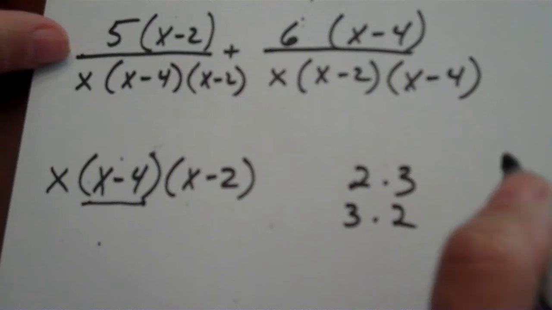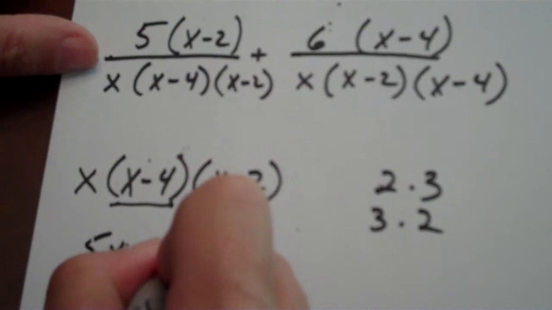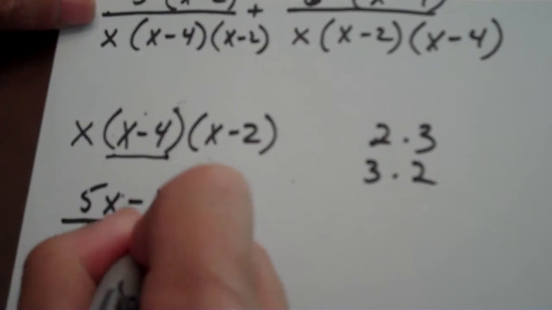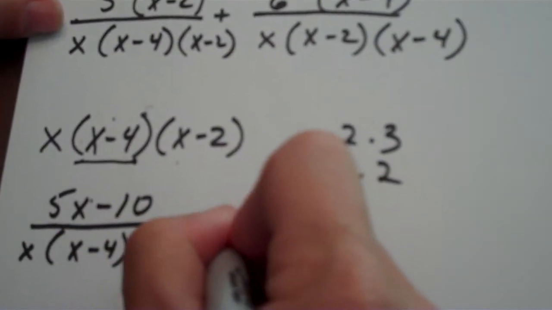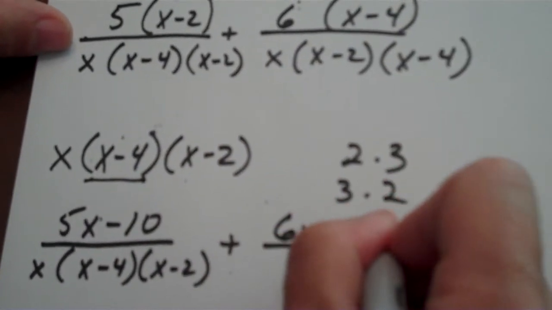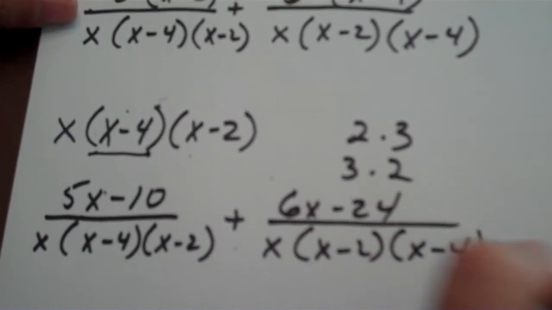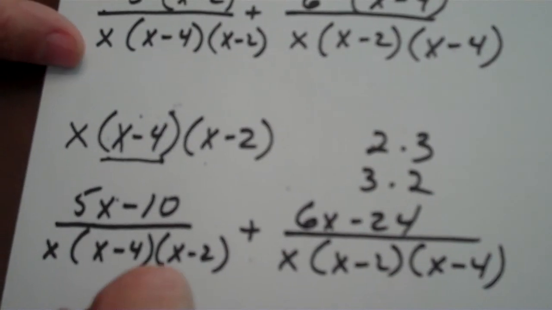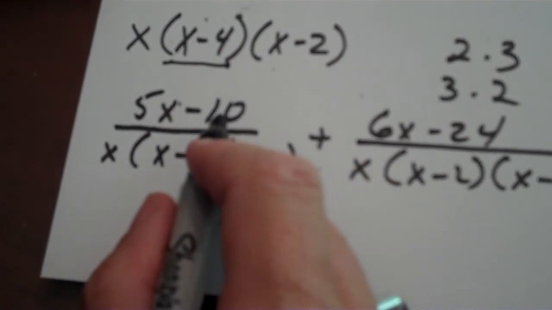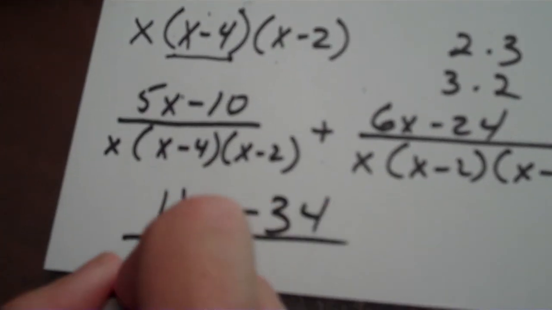So let's take a look at this bad boy. This will be 5x minus 10. I'm going to try and squeeze this answer in here, over x times x minus 4 times x minus 2, plus 6x minus 24 over the same denominator again. 5x plus 6x is 11x. And negative 10 and negative 24, if you lose $10 at the craps table, you lose another 24, you've lost 34 altogether. All over your common denominator.